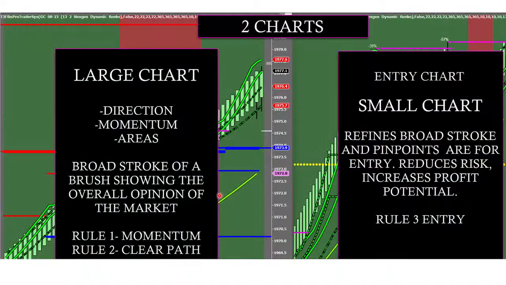Only 2 charts to find those 3 rules. Your large chart is a slow chart. It's a very broad stroke of a brush. And on the most current bar, that one bar at the very front of the lineup, guys, you're going to be able to define direction, momentum, and areas. Rules 1 and 2 are going to be met on that large chart. And you'll have 66% of your advantages before you ever enter the trade, or before you ever look to the smaller, faster chart to enter the trade. This small chart is a refinement chart, guys.